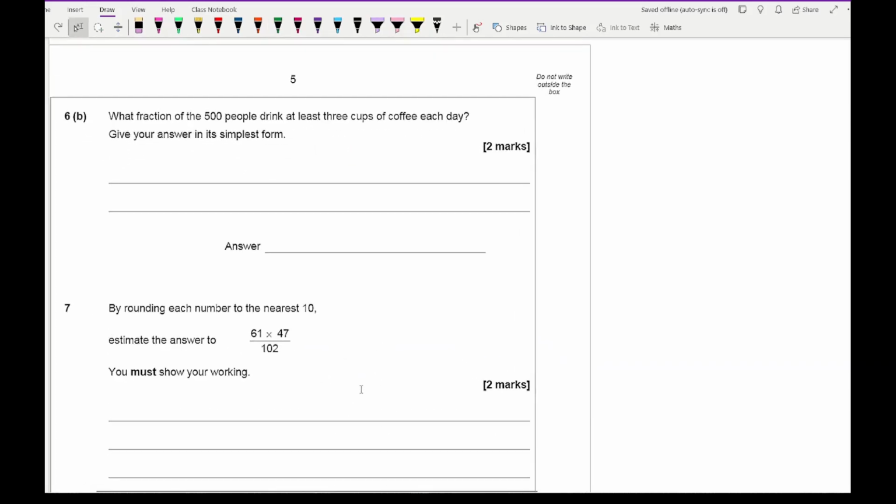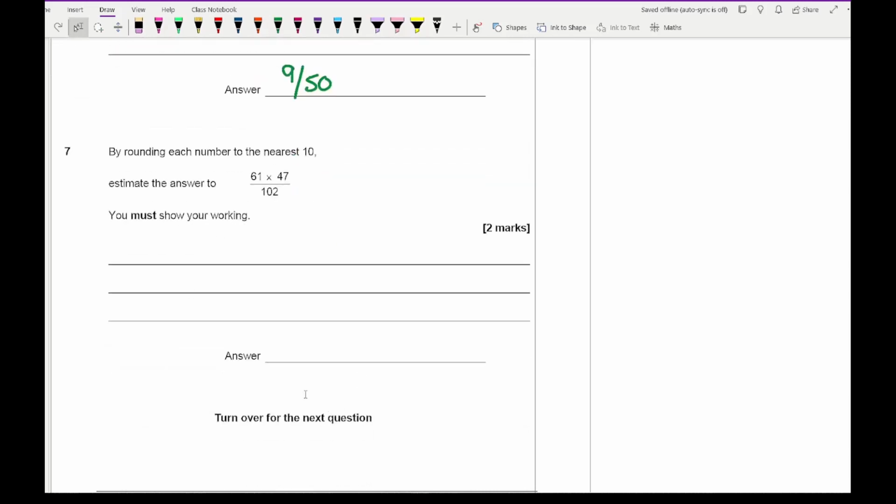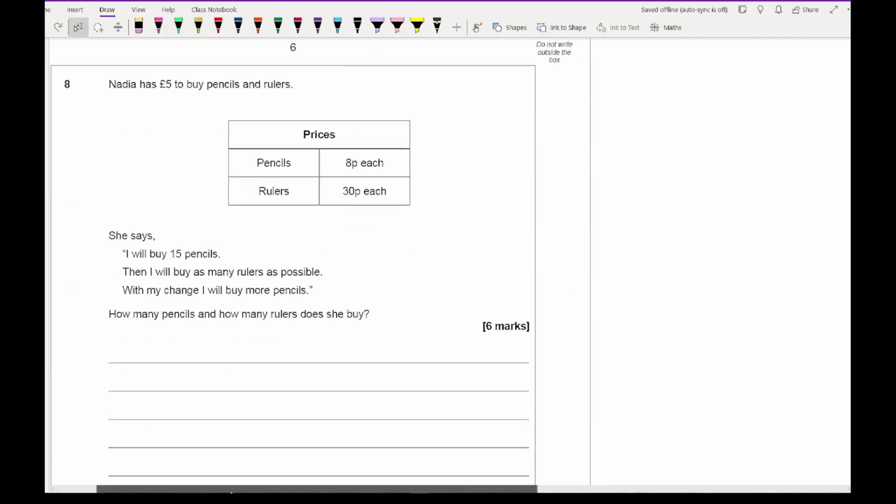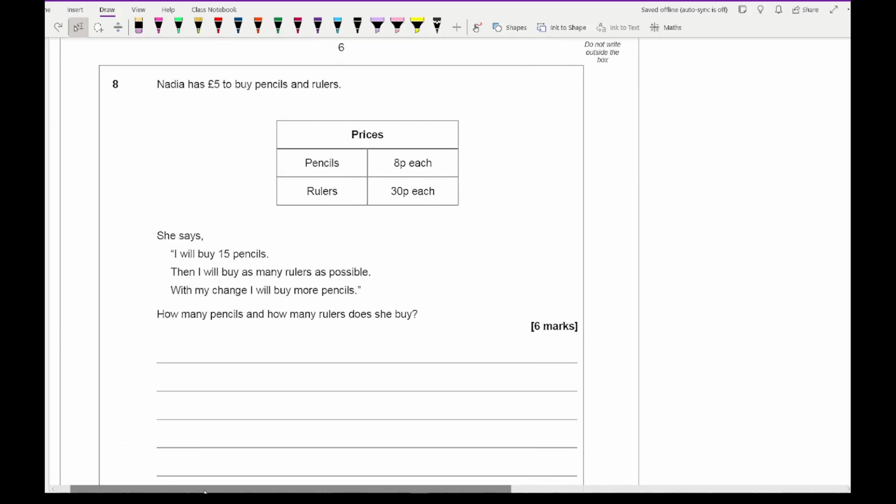Moving on to question 6b, it says what fraction of 500 drink at least 3 cups of coffee each day? Write your answer in its simplest form. That's going to be 90 over 500. Just need to simplify that fraction. Question 7, it says by rounding each number to the nearest 10, estimate your answer to 61 times 47 over 102. Rounding these numbers to the nearest 10, 60 times 50 over 100, 3000 over 100.